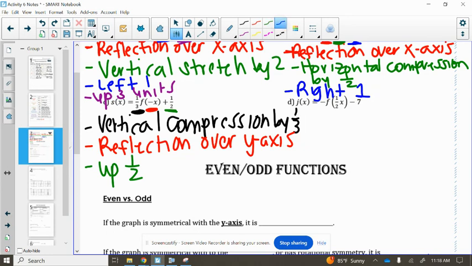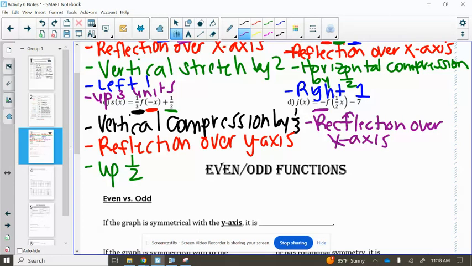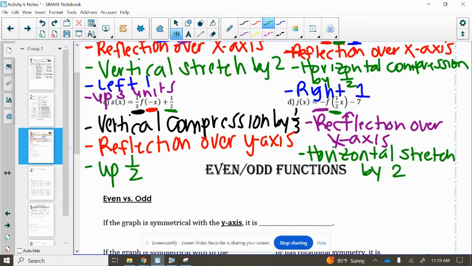And then last but not least, for our final one, we have this negative out front again. So we're back to having a reflection over the x-axis, because we're changing the y values. And then the 1/2 this time is on the inside of our graph. So this is going to be a horizontal stretch because it's less than 1. So we're going to stretch it out by 2, because again, it's kind of the opposite. And then last but not least, we see this -7 means we are moving our graph down 7 units.